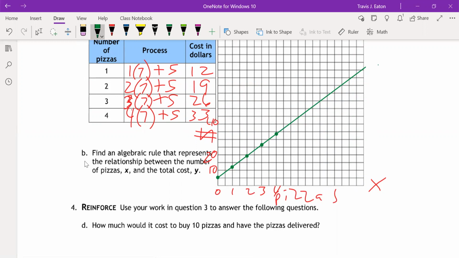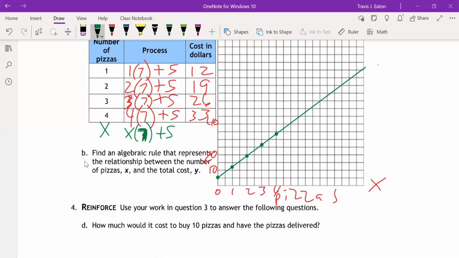So if the number of pizzas is x, right? So we've got 1 times 7, 2 times 7, 3 times 7, 4 times 7. Well, this would be x times 7. Then plus 5. Don't forget that plus 5. So what will our rule be? Oh, we've got that dollar signs in the way. I'm going to move that. There we go. What would the rule be?